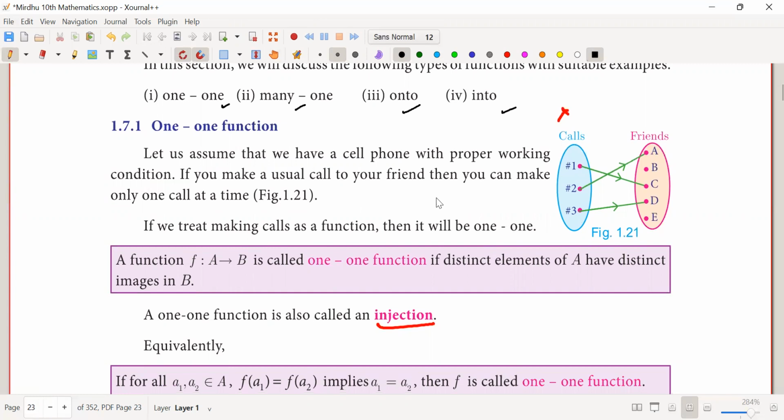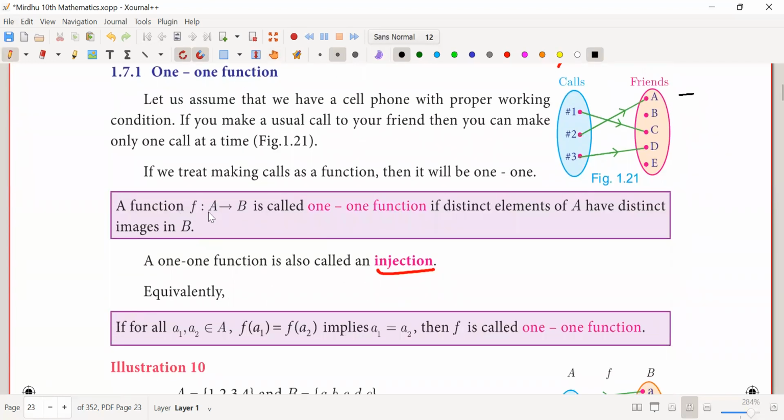A group call will not be a function because you're speaking with 4 people together. A conference is not a function, but one-to-one calling is: first friend, second friend calling another friend, third one calling another. So first call, second call, third call, you're calling each and every one. So this is a one-to-one function. The first call you are making to C, the second call to A, the third call to B.